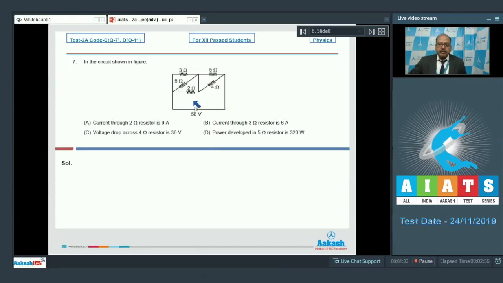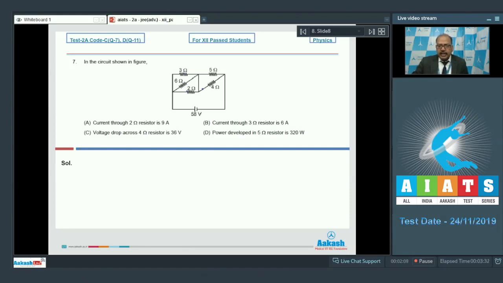Obviously, the question is from the current electricity section. Let's evaluate the options now. We have to find current through 2 ohm resistance. Let's find the equivalent resistance here. So we can see that this 3 ohm and this 6 ohm are in parallel, and 3 ohm and 6 ohm in parallel give you 2 ohm. That 2 ohm in parallel with this 2 ohm will give us 1 ohm.